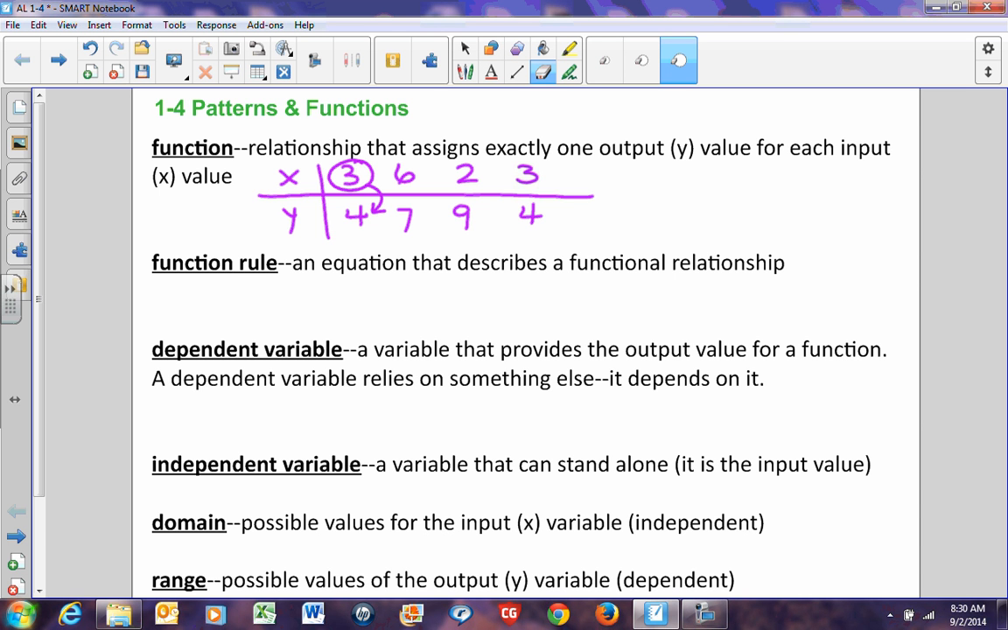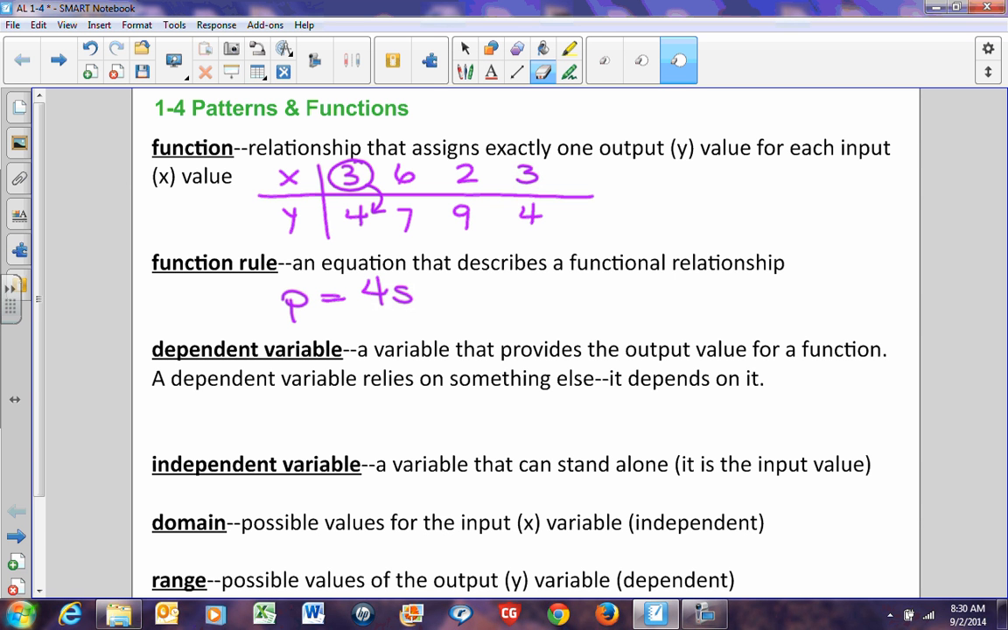A function rule is an equation that describes a functional relationship. It can be just as simple as saying P equals 4S, which is the formula for finding the perimeter of a square. As long as you know what P and S are, you can evaluate that function. If you don't, then someone needs to tell you what those are so you can evaluate the function.